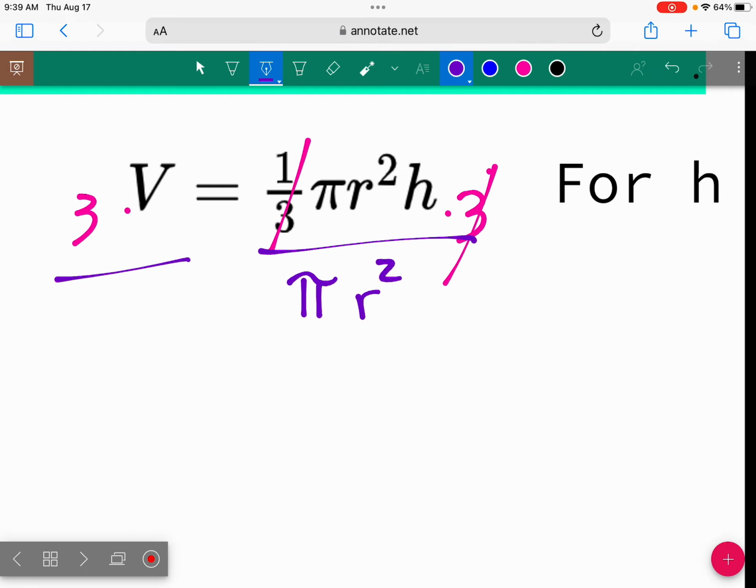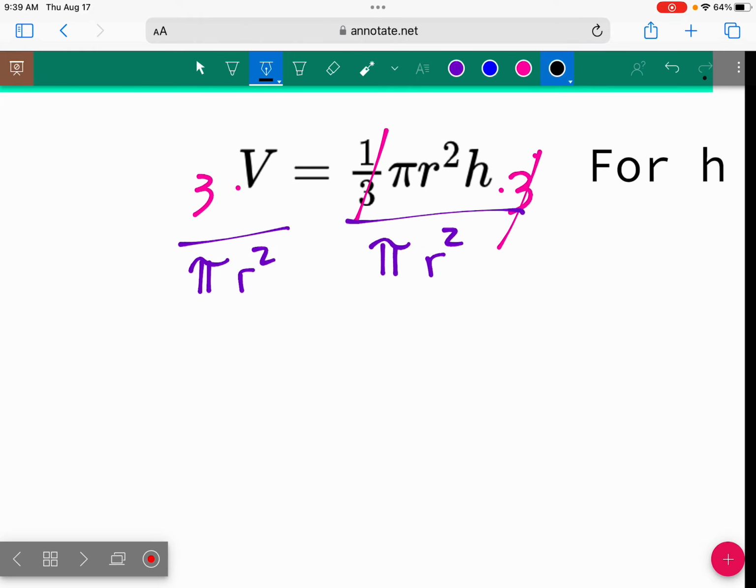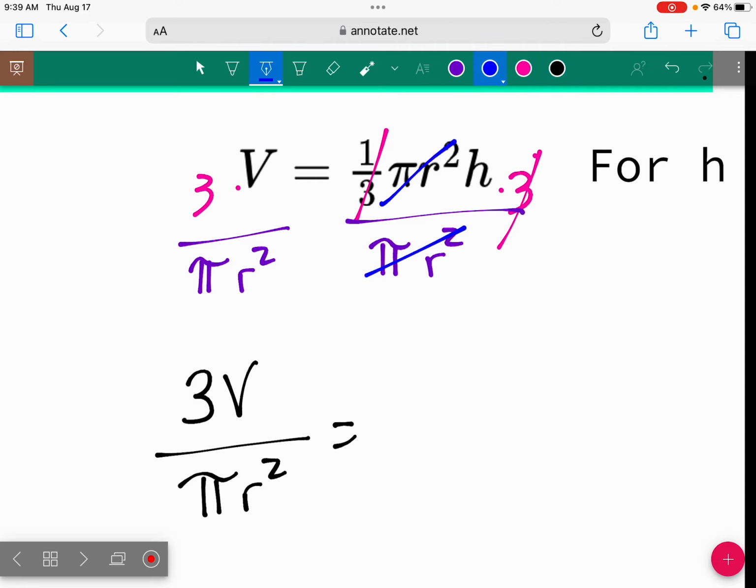And you can, again, do that all in one go if you want to. If you can keep that straight in your head, you can do it all just like that. I count that as show and work. So we wind up with 3 times the volume over pi r squared equals, and that guy cancels out with that guy, H.